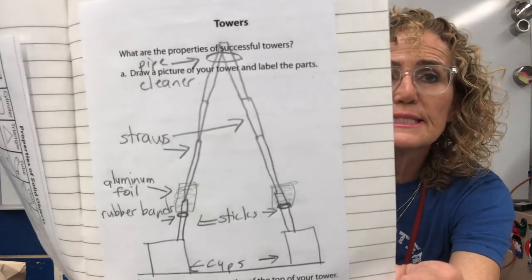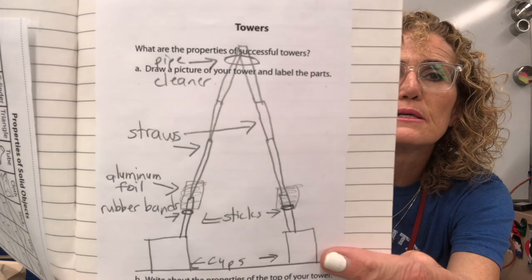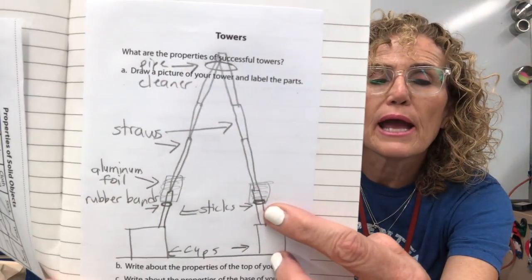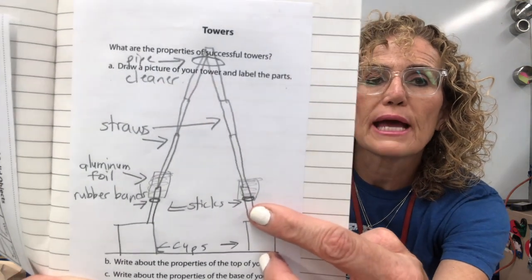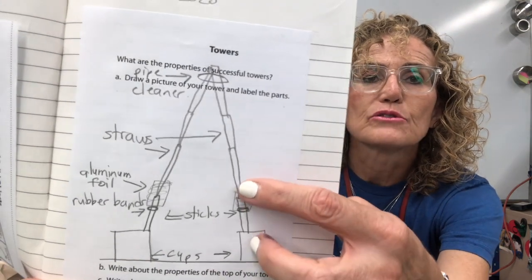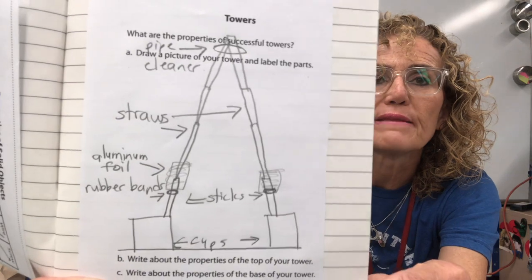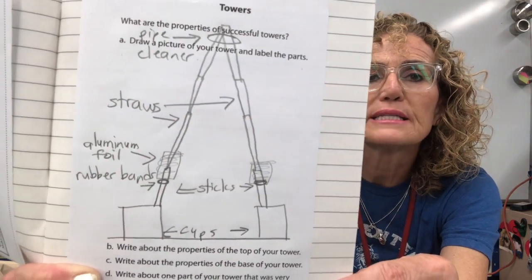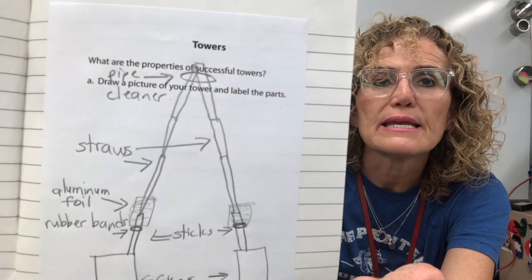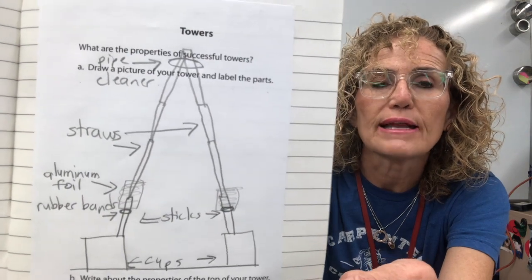So boys and girls, this is my drawing of my tower. I've labeled the cups. I've labeled the craft sticks, and underneath my aluminum foil, I had some rubber bands, and then I added the aluminum foil, and then these are the straws, and then I labeled the pipe cleaner at the top. So you can see that I have my tower. It has a wide base and a narrow top. So let's answer the questions that it's asking.